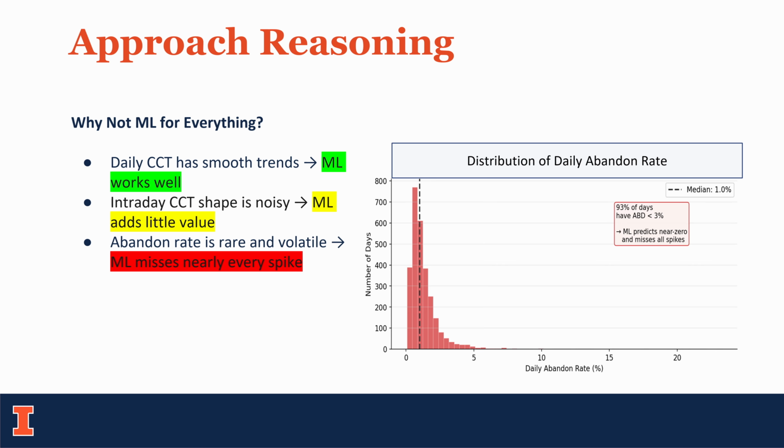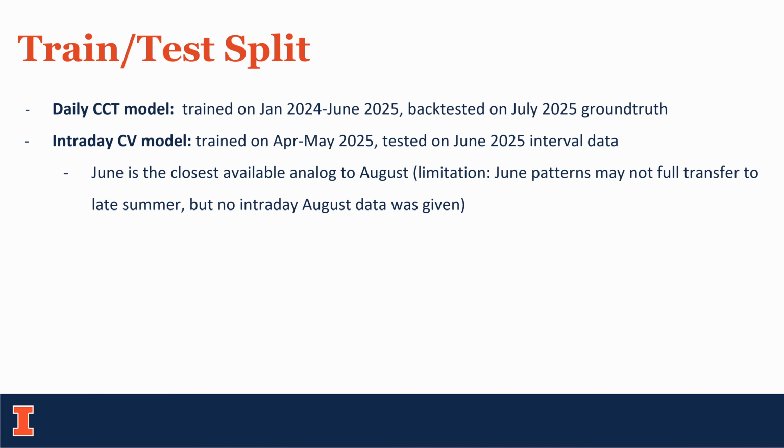For evaluation, the daily CCT model was trained through June 2025 and backtested on July. The intraday call volume model we trained on April and May and then tested on June, which was the closest available analog to August. And we recognize that June may not fully represent late summer patterns, but given the data constraints, this was the strongest and most realistic setup.